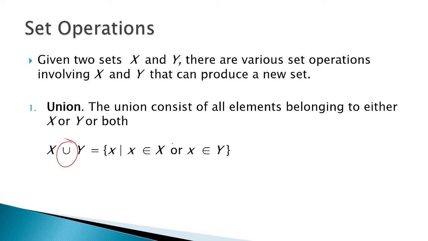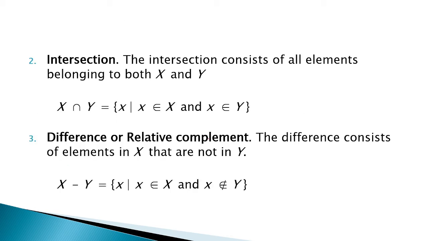So, take note, pag or yung ginamit natin, pwedeng oo, pwedeng hindi. Yun yung tinutukoy natin dito. So, ibig sabihin dito, kailangan either lang sa dalawang to yung masa-satisfy mo. Either it's a member of set X or it's a member of set Y. So, that is the union operation.